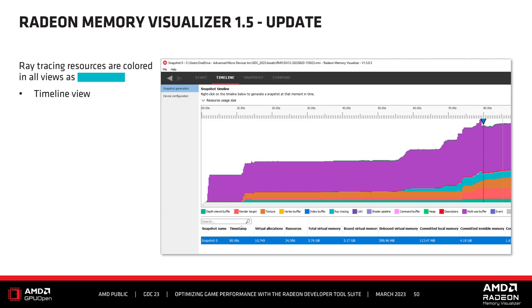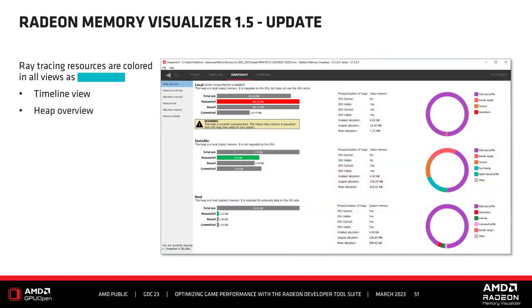This screenshot shows the RMV timeline view where the GPU memory usage is recorded for a sequence of gameplay. The RMV trace files are relatively small and contain the lifecycle and type information associated with each allocation. As you can see in the color key, the ray tracing resource type is represented in colored turquoise. RMV allows you to create snapshots within a memory trace.